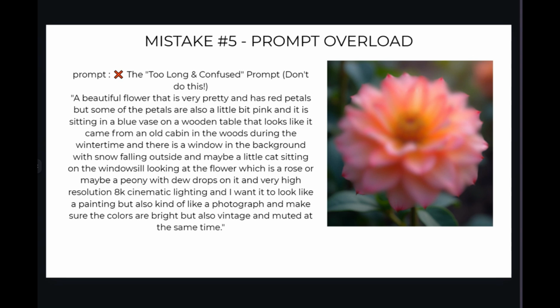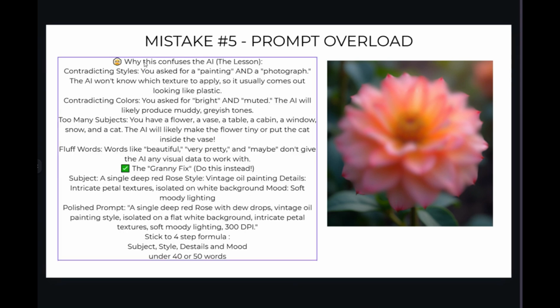So mistake number 5 is prompt overload, and this is when you over prompt. So don't do this. This prompt is way too long and way too confusing. This is when you've written a novel or you've given the AI 50 different instructions. It gets confused and it starts ignoring half of the instructions. So keep it simple. So why does this confuse the AI?